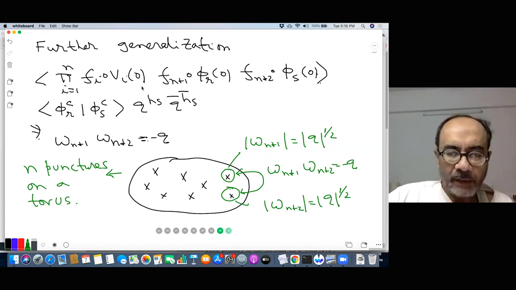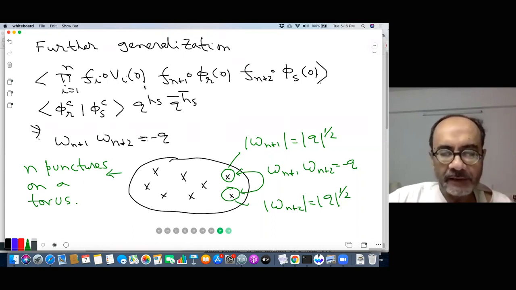So what this is telling us is that you can calculate the n point correlation function on the torus in terms of the n plus 2 point correlation function on the sphere. And this in fact is quite general. You can build the correlation.